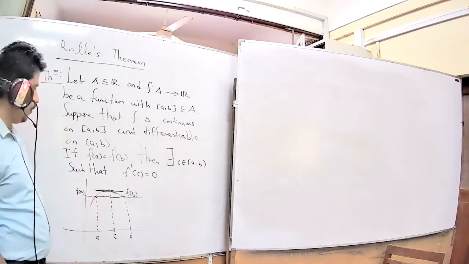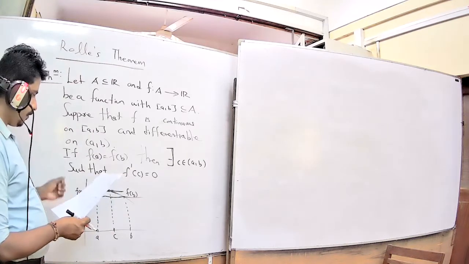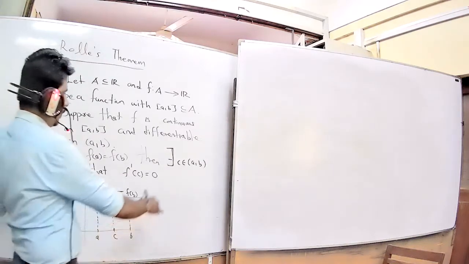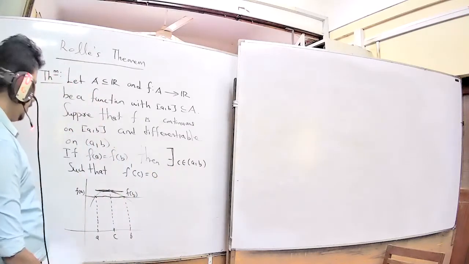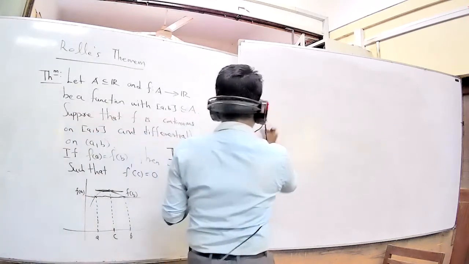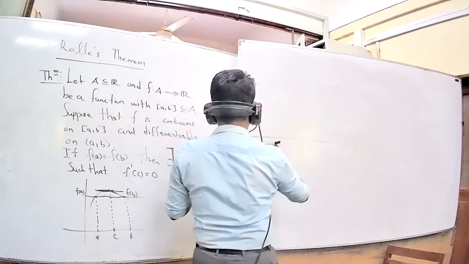Obviously 0, right? Here there is at least one point, but it's possible to have more than one point also. Let's check this graph.